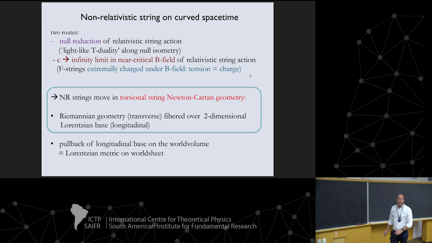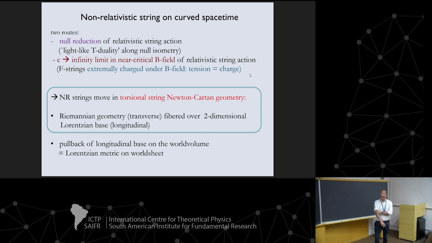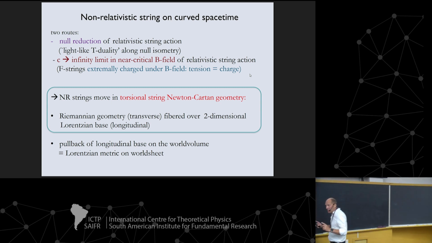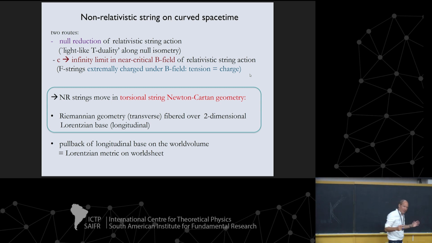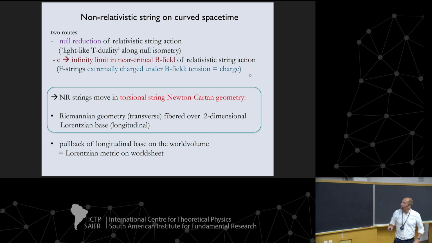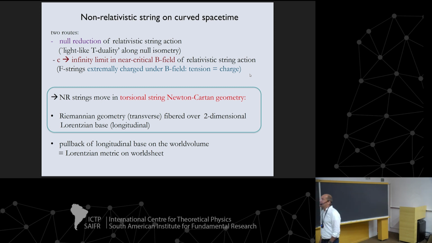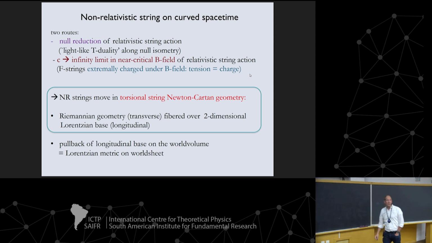So the obvious guideline to get the generalization of Gomis-Ooguri for arbitrary curved space-time is to take the same route, but now for a string. And again, you can distinguish two paths. They have actually been checked in detail and give the same result. You can either do a null reduction of a relativistic string action, and that actually involves something like a light-like T-duality along a null isometry.